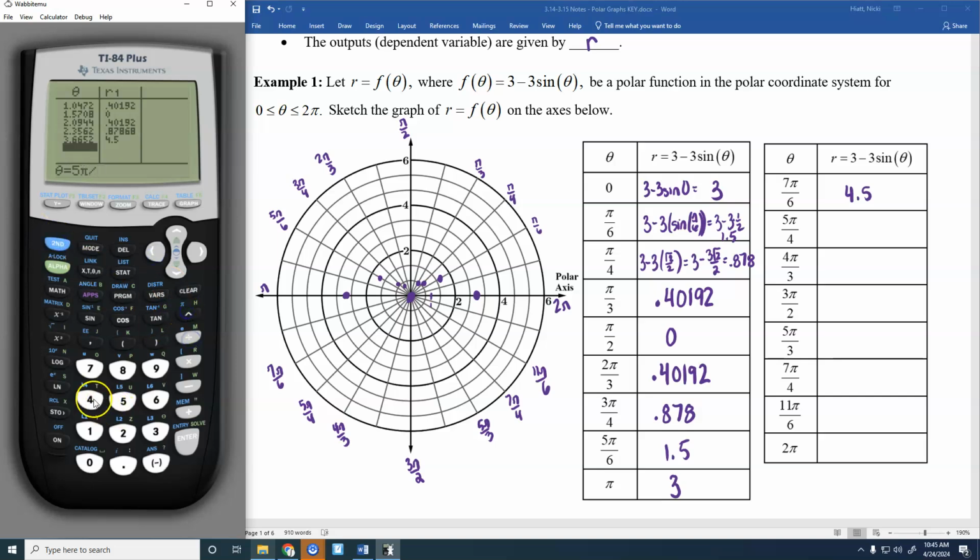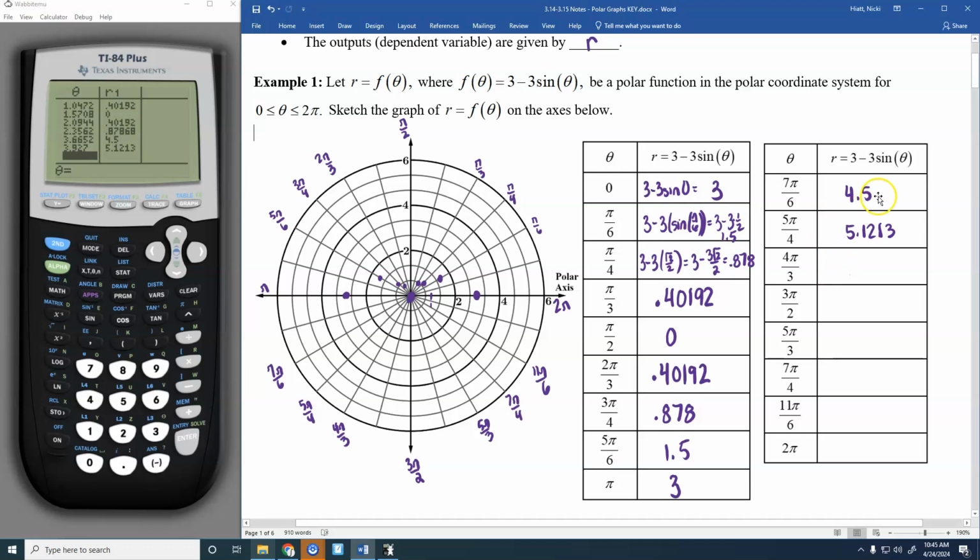5.1213. So I guess I should graph these. 7 pi over 6, we're going out. This is why he made it go out bigger, I guess, because our numbers are getting bigger. We got 4.5. So 4.5, there's 4. It's going to be a little past that. About here. And then for 5 pi over 4, we go all the way out past 5. So it's going to be more like here.